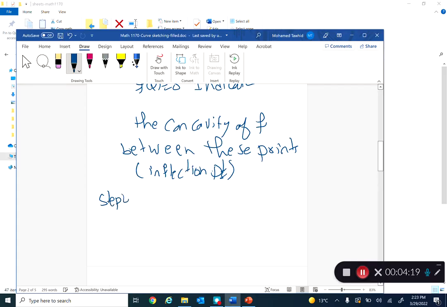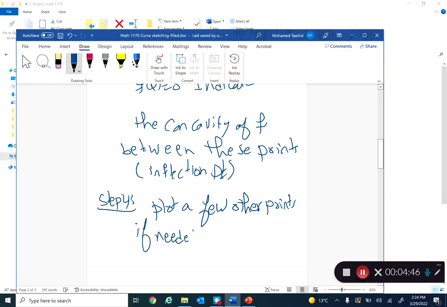What is the last step? Step number 4 for sketching the graph. We try to plot a few other points, because sometimes the inflection points or critical points are not enough to sketch the graph. So between the critical points and inflection points, you can take more points so that your graph will be clear. And remember, we need to sketch the graph. I'm not asking you to give me the exact graph, the sketch of the graph or the curve. That is the four steps I try to follow.